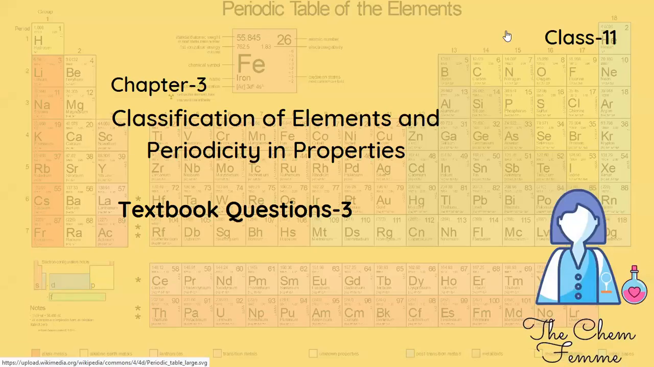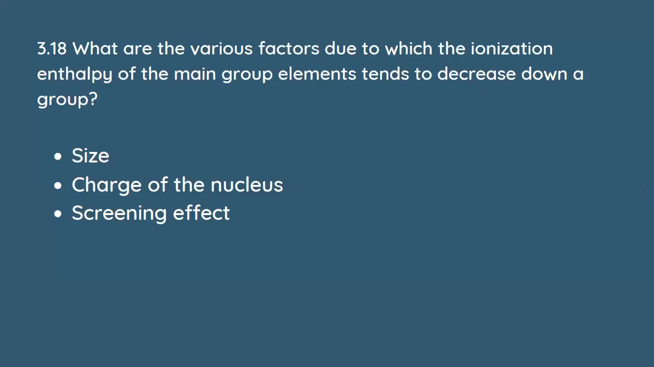So we are continuing with the NCERT textbook exercises. What are the various factors due to which the ionization enthalpy of the main group elements tends to decrease down a group? When we talk about going down the group, the electronic configuration of the element stays the same. But the variation with respect to the size, the charge of the nucleus, and something called the screening effect, we have to consider. In detail, we had discussed this in ionization enthalpy. For that, do check it out.